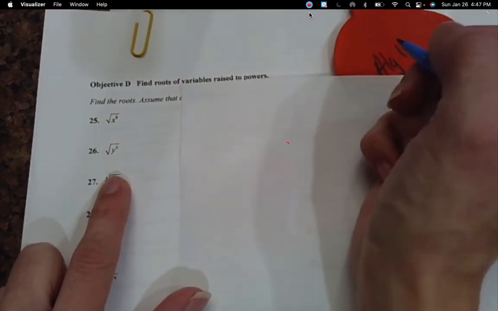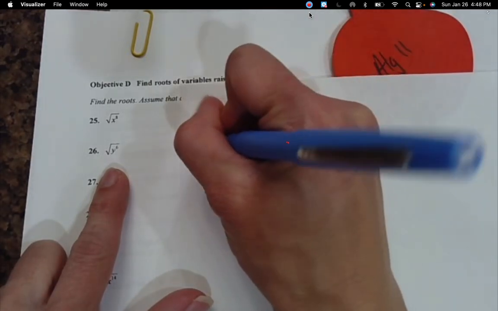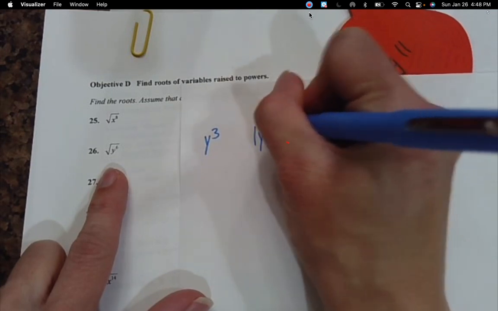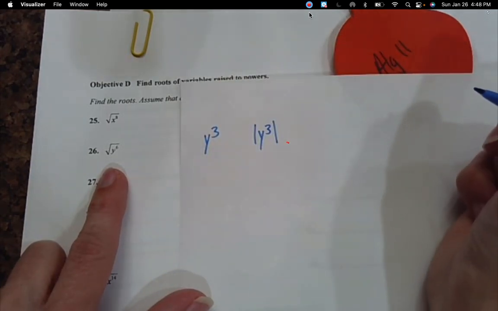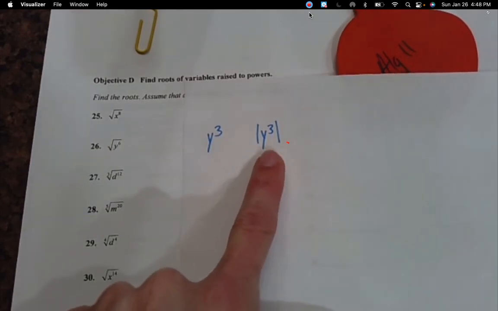Number 26, that is the square root of y to the 6th. So what is 6 divided by 2? It's y to the 3rd, and it really would be the absolute value of y to the 3rd. Again, this is just our book that does that. I found that some of the other things don't. So let me just see, that is number 25. Nope, just kidding, 26. Yeah, so we'll leave it like that. All right, either way is fine, but I do want you to try and get used to doing absolute value.